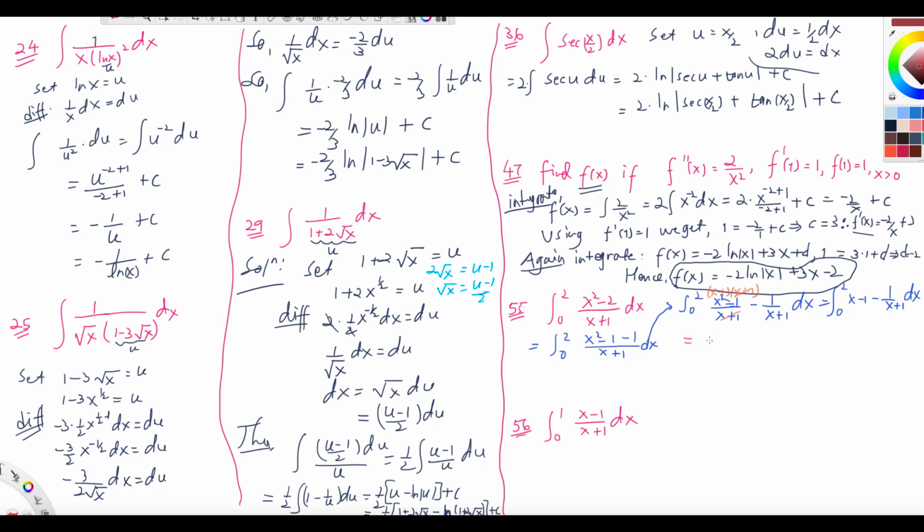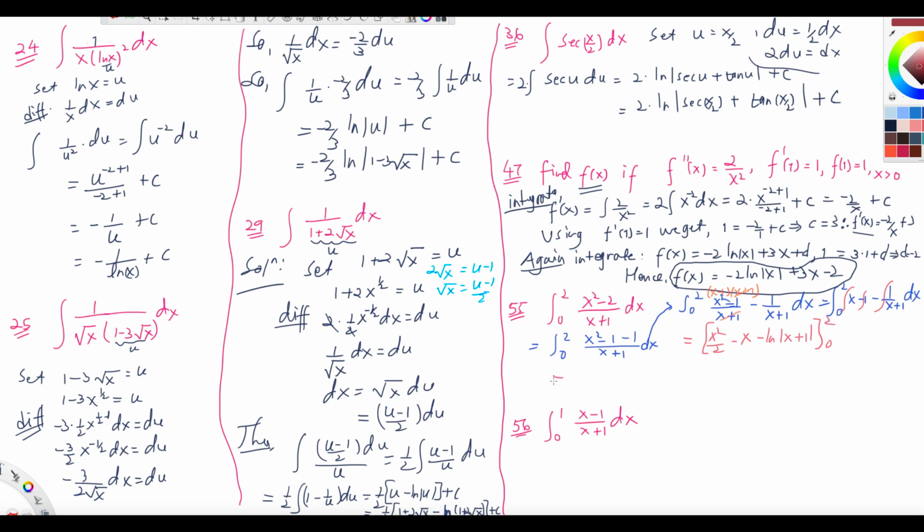So the integral of x is x square over 2, minus the integral of 1 is x, and the integral of 1 over x plus 1. What is the integral of 1 over x plus 1? The derivative of the denominator x plus 1 is in the numerator, right? So when you distribute this, it is one integral here, one integral here, right? So you can write minus natural log of x plus 1, and the limit of integration is 0 to 2.